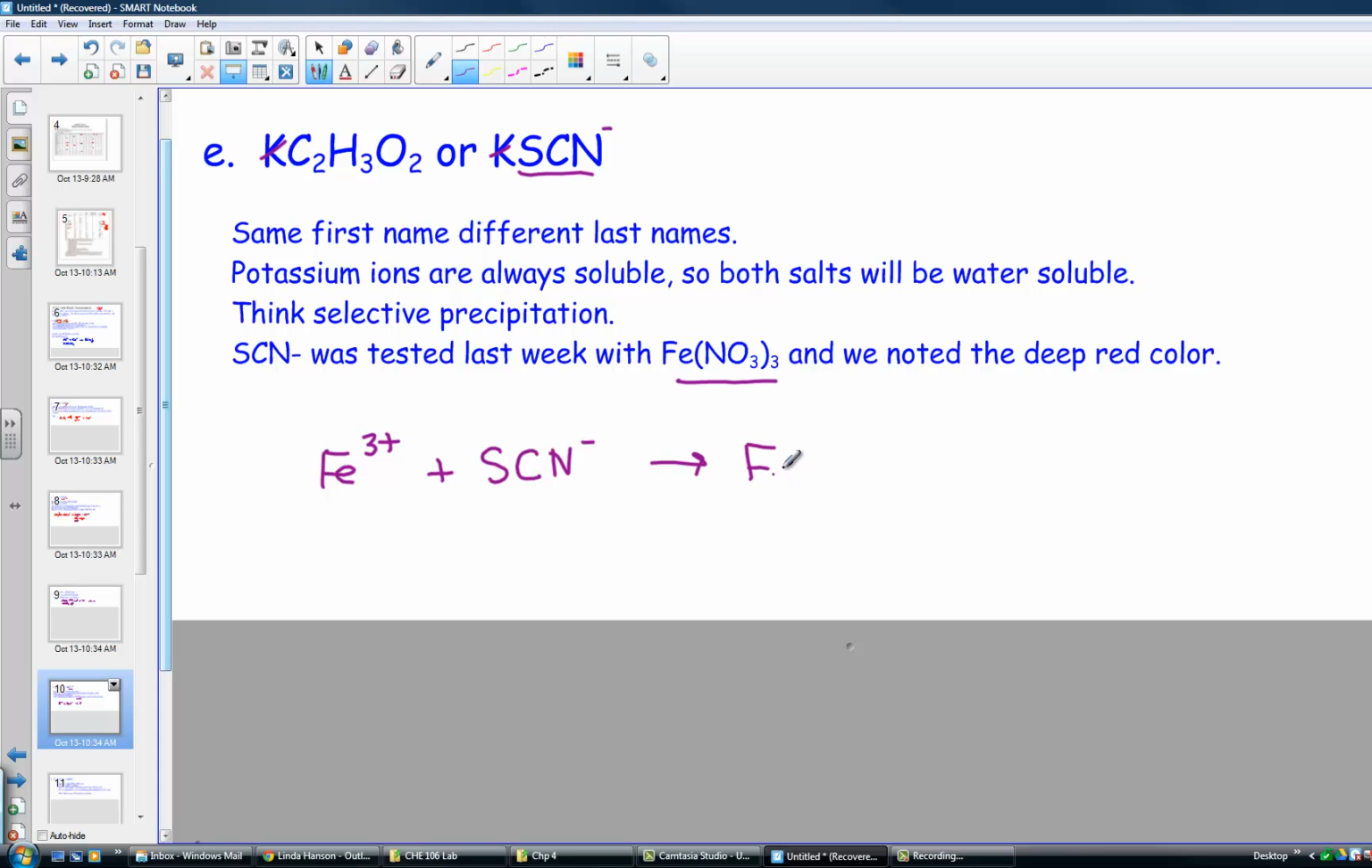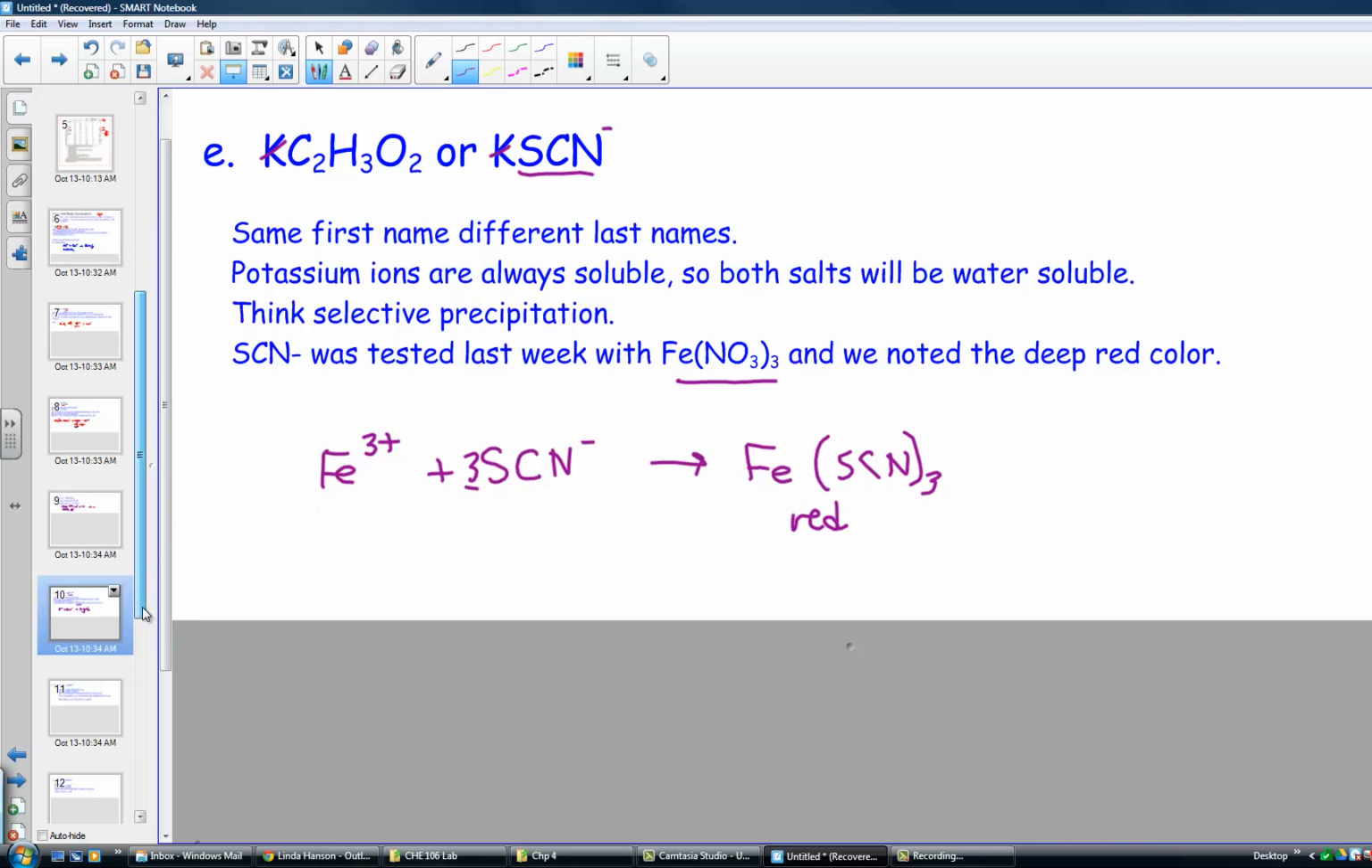So again, relying on things from the previous lab, noting this color, SCN carries a -1, iron is a +3, so we'd have to balance with 3 there. And keep that balanced, and notice that this is that red, deep red color that we would be looking for. Alrighty. Potassium acetate, upon the addition of iron nitrate, no reaction, just remains, well, it would have that yellow tinge of what the iron started as. But this definitely would have a color change if indeed the thiocyanate was present.